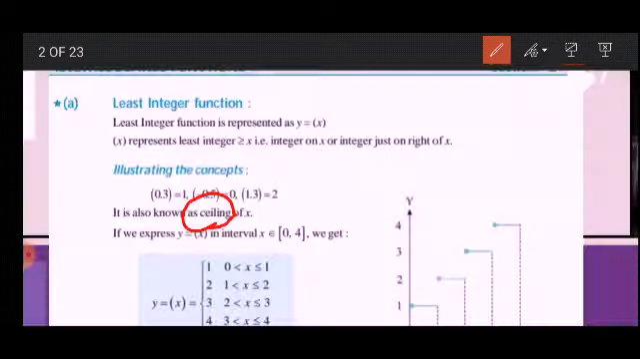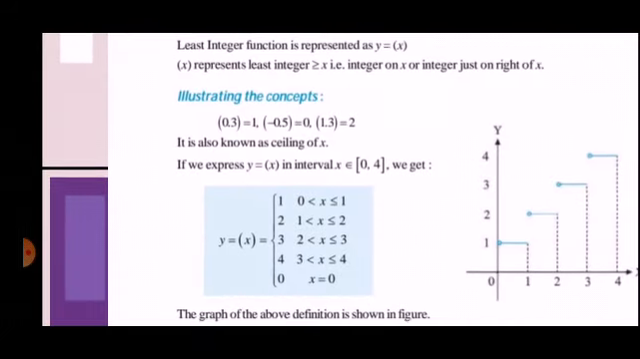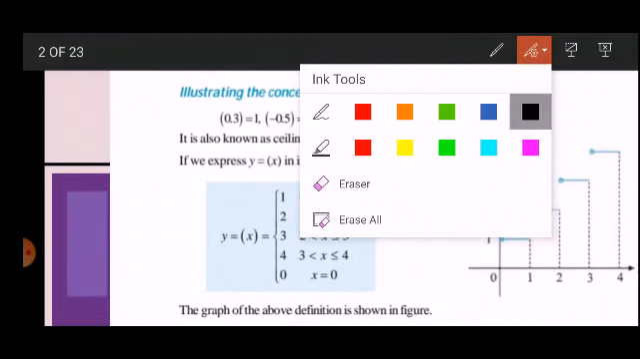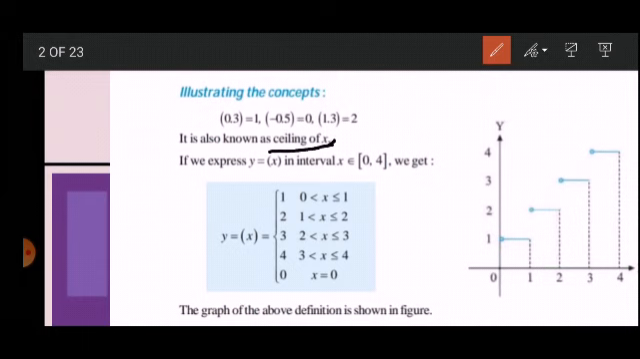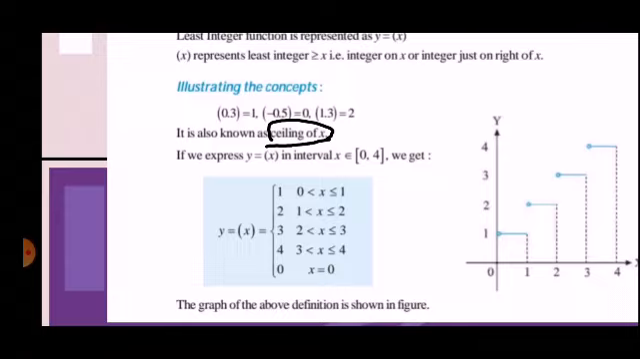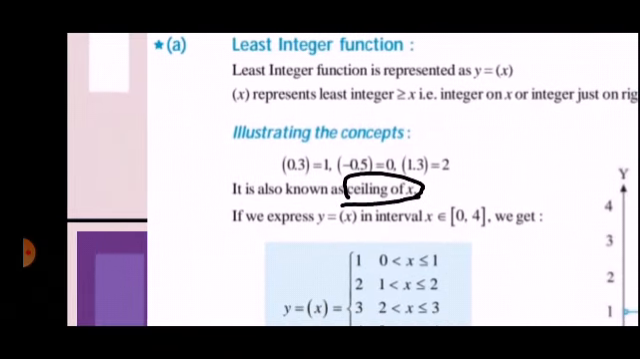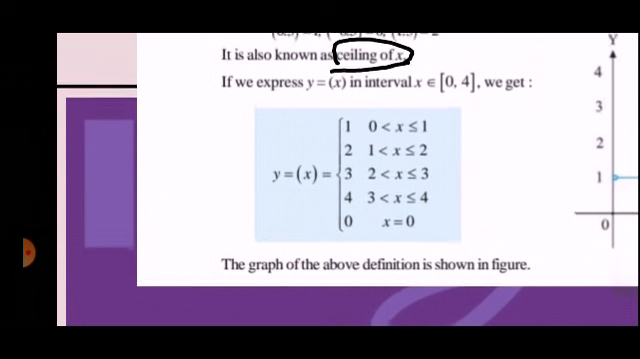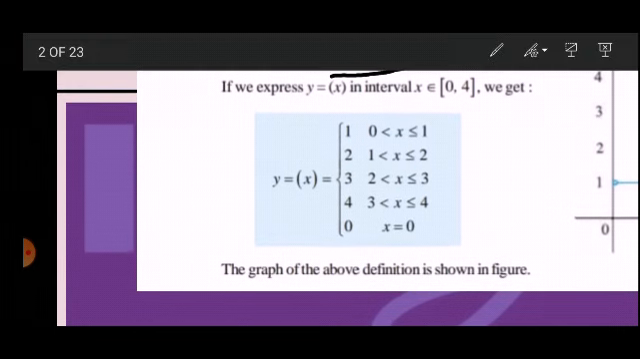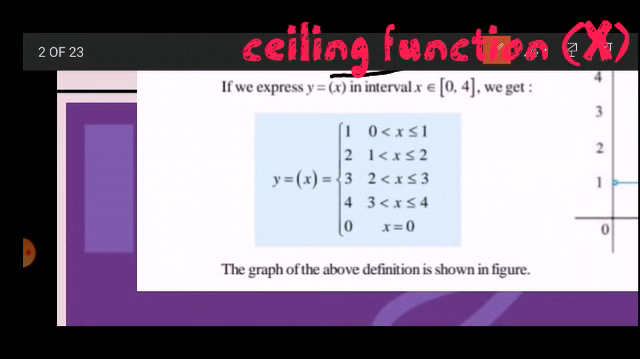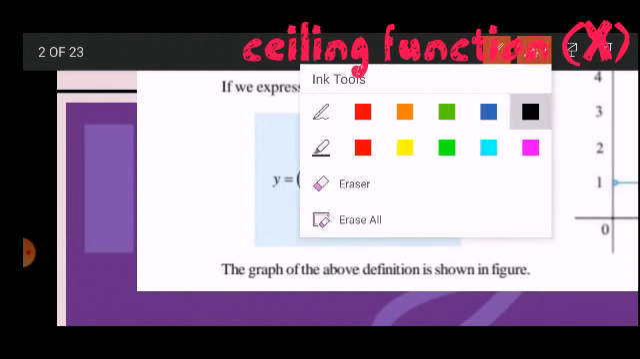Let's take some more examples. The least integer function is also called the ceiling of x, let me note it here. This is the ceiling of x, and the greatest integer function is also called the floor of x. Fine. So the ceiling of x, when x lies between 0 and 1, the value is 1. When x lies between 1 and 2, the value is 2. When x lies between 2 and 3, the value is 3. So if you see 2.5, this one, the ceiling is 3.